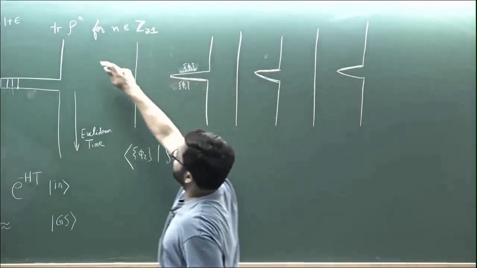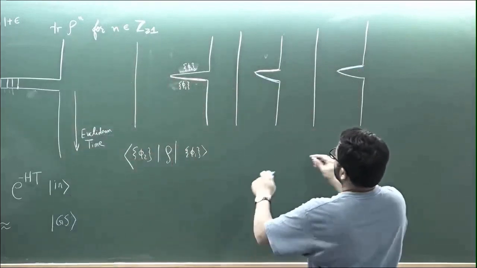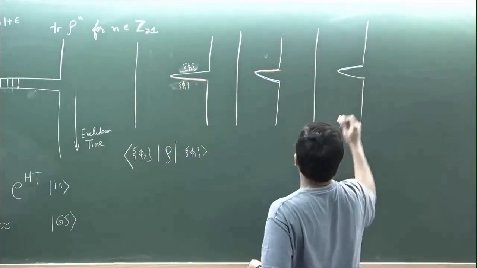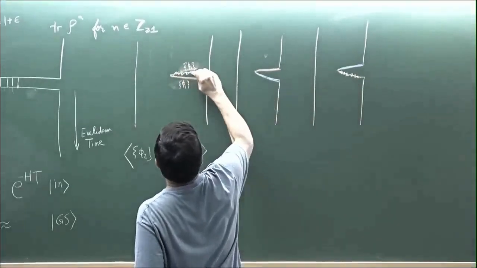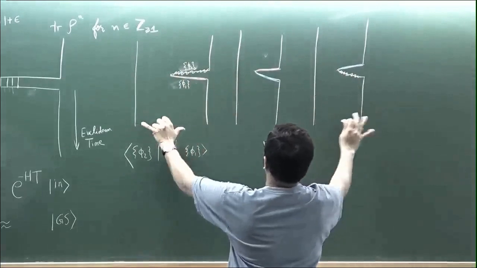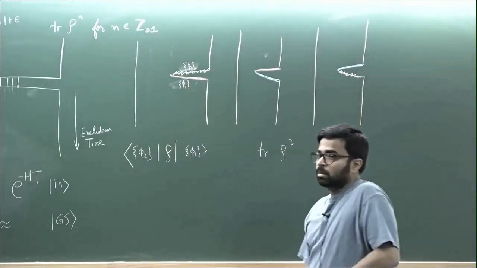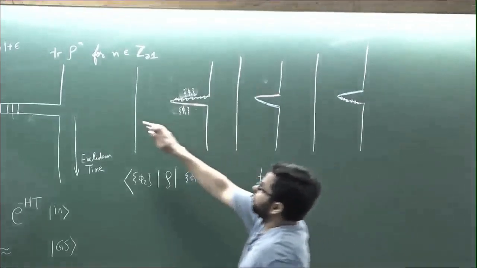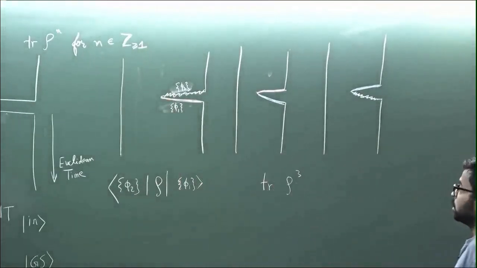Okay, and finally, we have to take a trace, right? So that's what Rajesh was saying earlier. So if now I glue this leg back to the first one, okay, so this path integral on this three-sheeted guy will compute trace of rho cube. Okay, so you can see how you compute trace rho to the n for n being an integer.